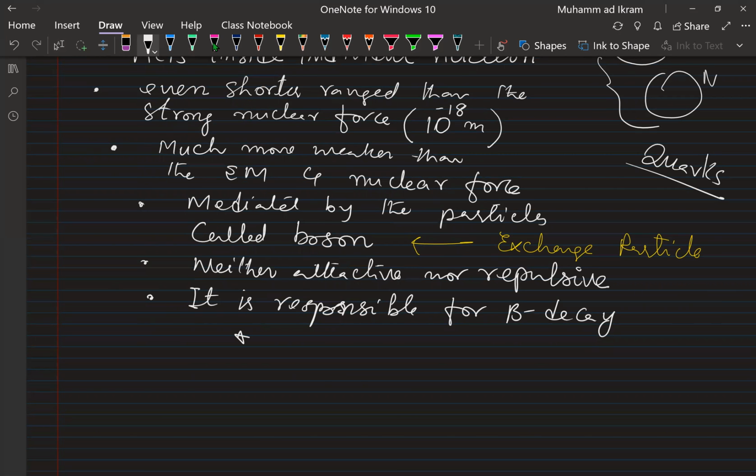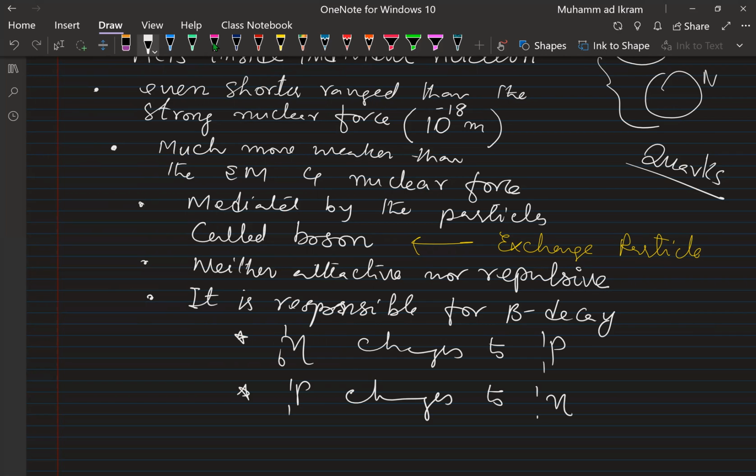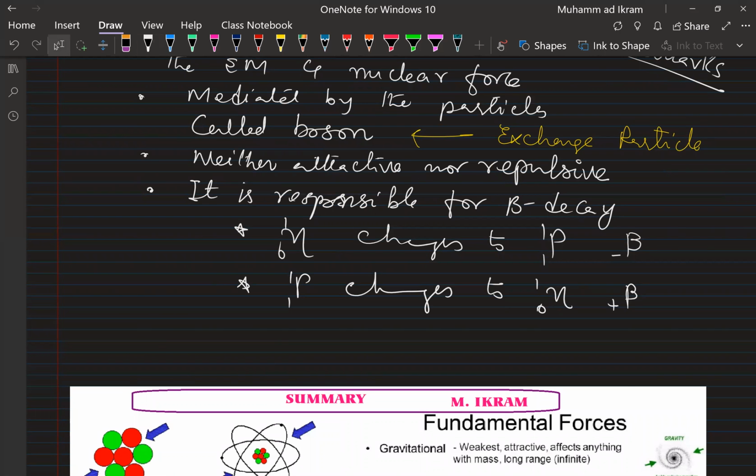So this force causes what? Changes. Because of this force, a neutron changes to a proton, or a proton changes to a neutron. If this happens, then this will be the beta minus decay, and this will be the beta plus decay, positron emission, which you might have heard, right? So this is all about the weak force.